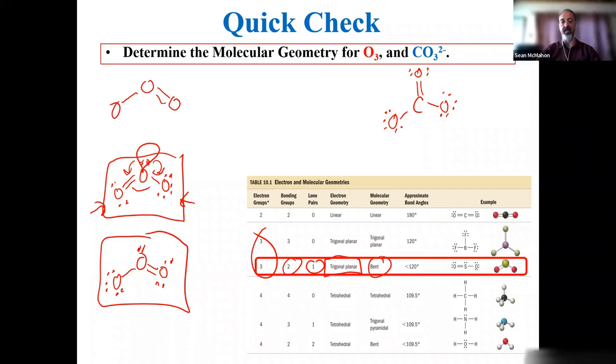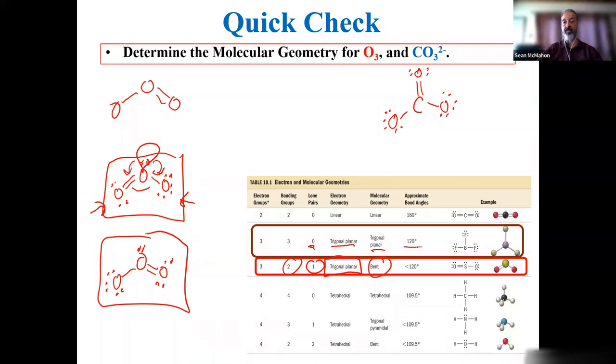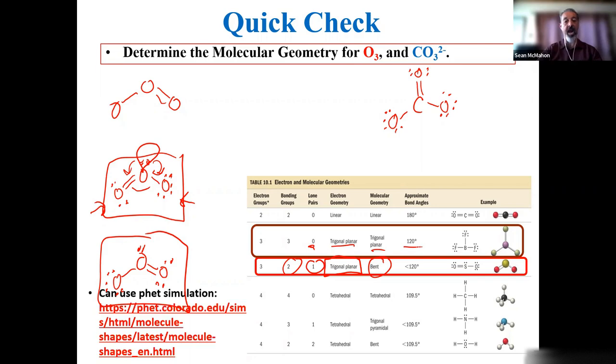The carbonate, right? It also has three electron groups, but in this case, they're all three atoms. So there are no lone pairs. So the electron group geometry and molecular geometry are the same because the central atom has no lone pairs and there's no distortion, and it's 120 degrees. And again, for practice, you can use a PhET simulation or just draw your Lewis structures.